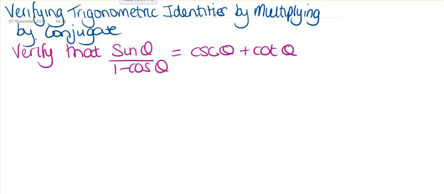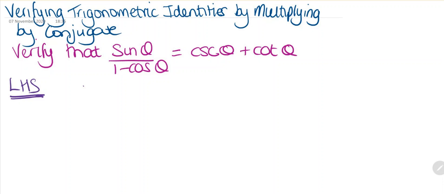Okay, so verifying trigonometric identities by multiplying by the conjugate. We're asked to verify that sine of theta divided by 1 minus cosine of theta is equal to cosecant theta plus cotangent theta. We're going to choose the left-hand side because that has a fraction, so it is more complicated. So what can we do?